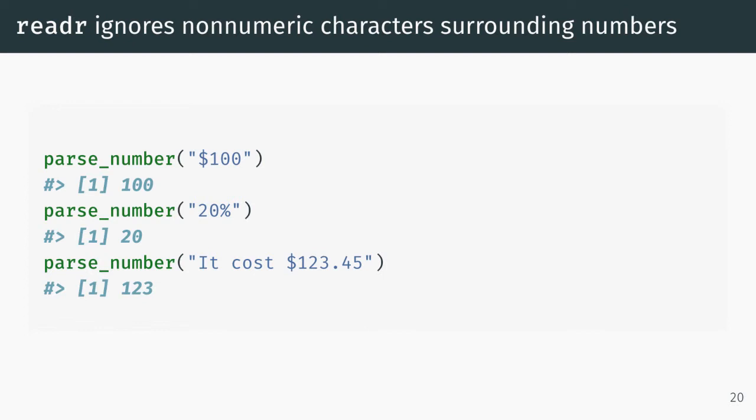Notice what parse_number does here. parse_number ignores characters that surround numbers, ignores non-numeric characters. So it's ignored the dollar sign here, it's ignored the percent sign here, it's ignored the words and the dollar sign and the dot here.